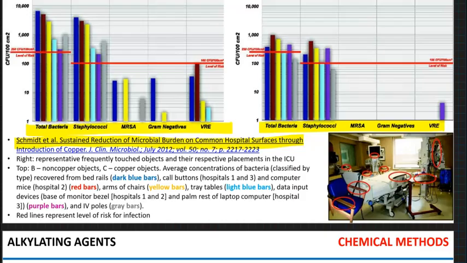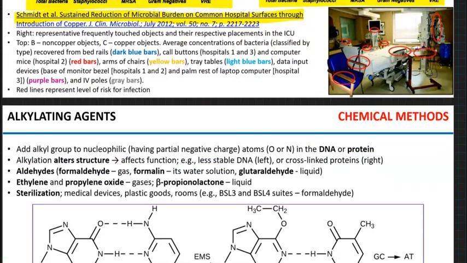Yeah, that's it. Now, I've heard that Cleveland Clinic started a program of replacing all the faucets with faucets that have copper in the alloy. I don't know how true that is, but that would reduce the level of hospital-acquired infections very dramatically.